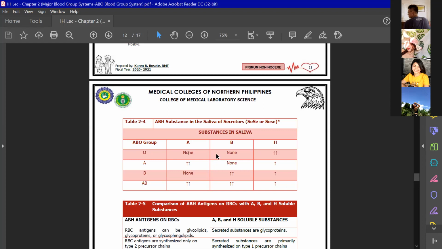May I ask you, bakit dito meron pa rin tayong H? Ma'am, kasi po meron pong SE po na gene. Bakit may SE po kasi na inherit po na gene. Kaya may nagagawang H substance pa rin po.